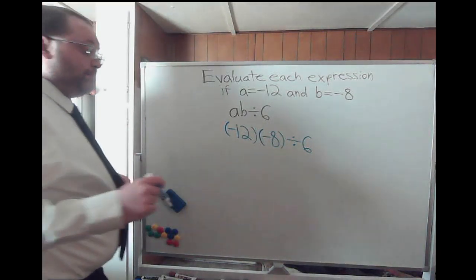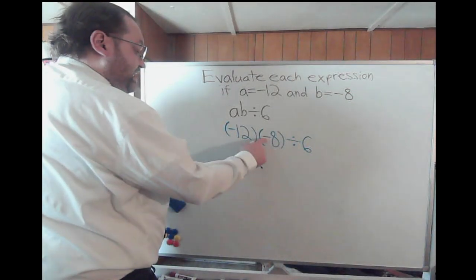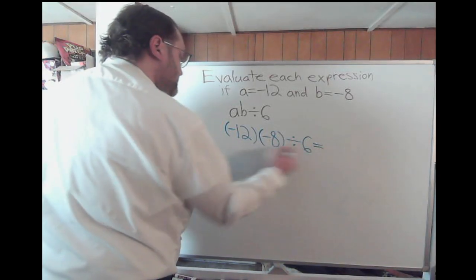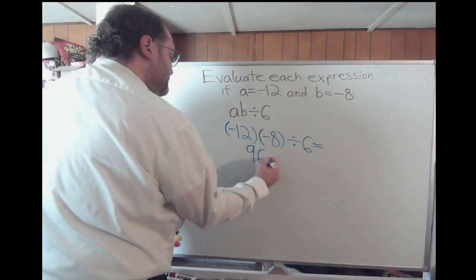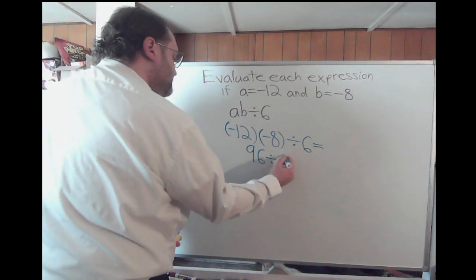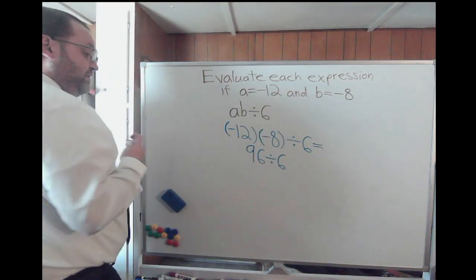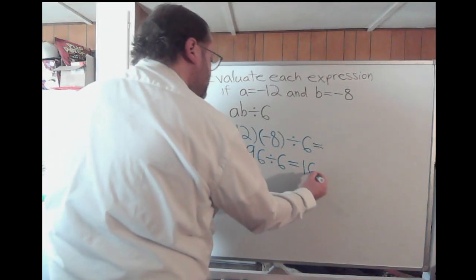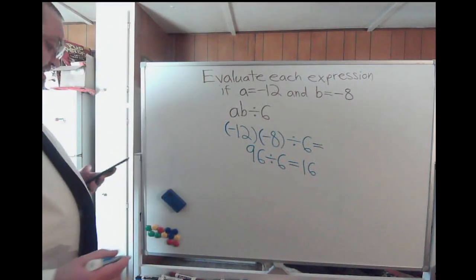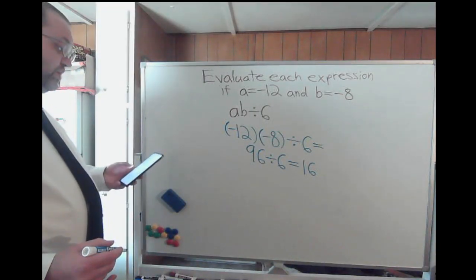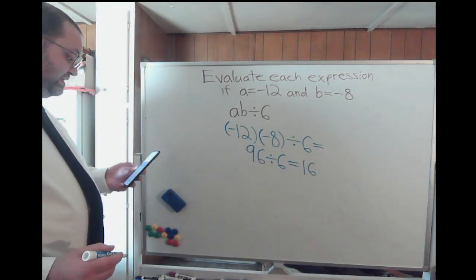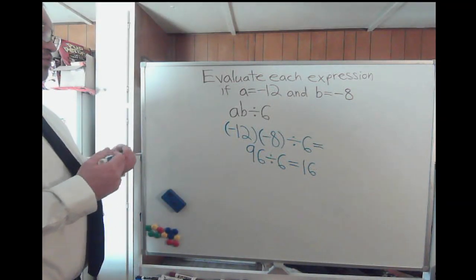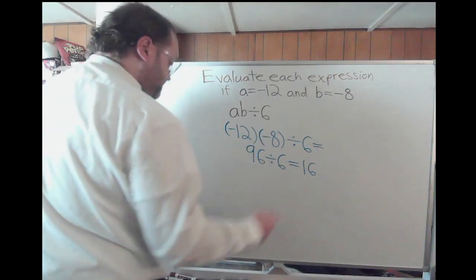So let's start there. Negative times a negative is a positive, so 12 times 8 is 96. You will be left with 96 divided by 6, which, if I am not mistaken, is going to be 16. I'm going to double check my work here, but I'm pretty sure that's 16. 96 divided by 6. Yep, it is 16. So by solving that using the order of operations, you got 16.